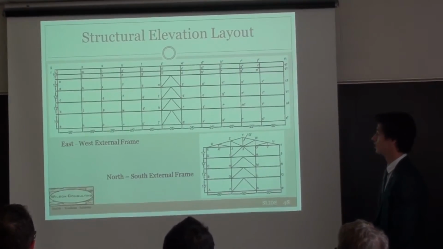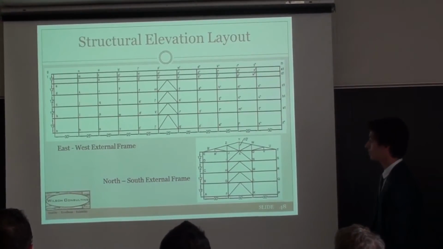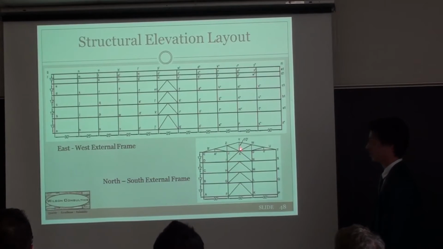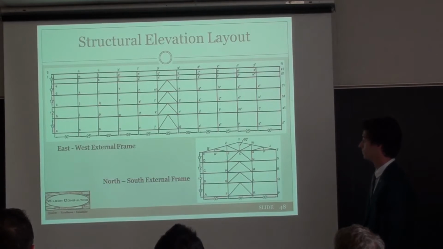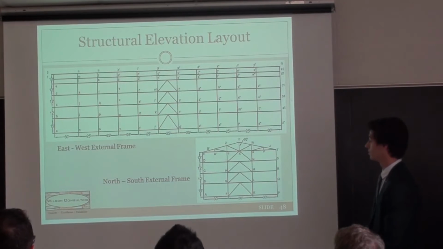Here's a structural elevation layout. You can see we have a truss roof to handle Michigan snow loads. We utilize chevron bracing to account for wind loads. The first floors of each building are 15 feet, followed by 12-foot floors for the residential floors.